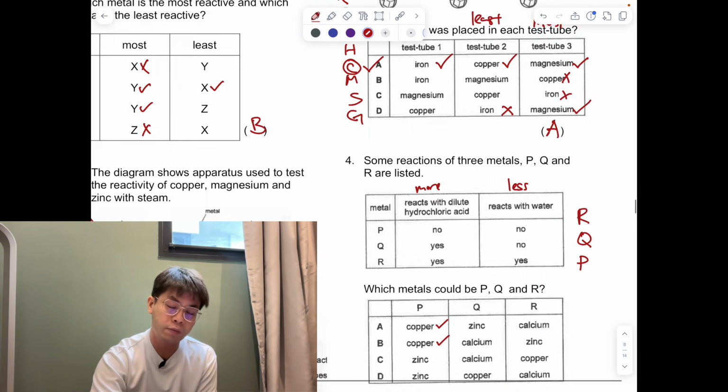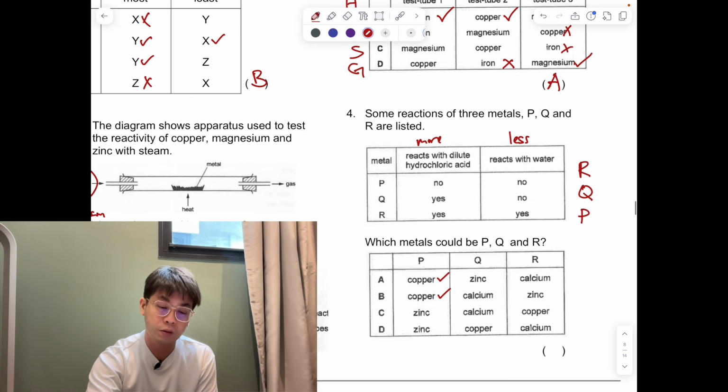After that, calcium is the most reactive out of this. So R is the most reactive because it reacts with both water and hydrochloric acid. Calcium is here, and then Q is the middle. Therefore the answer here is A.